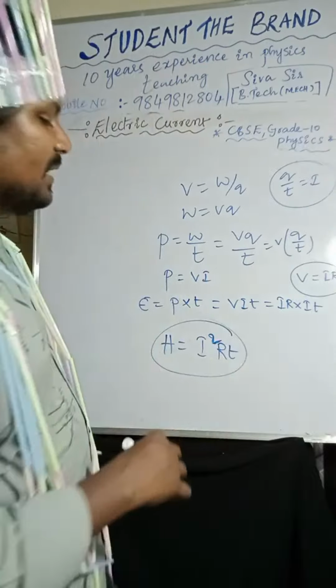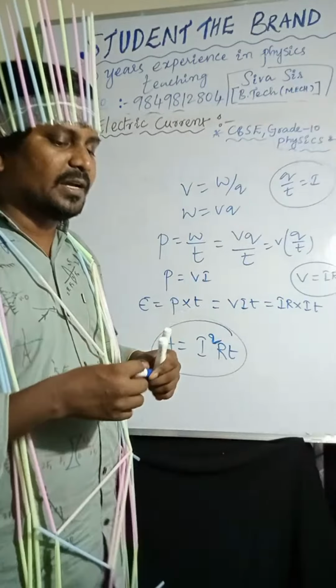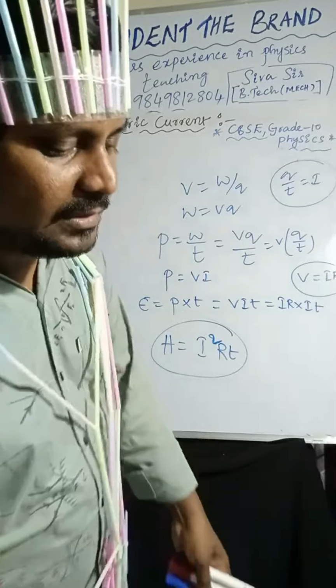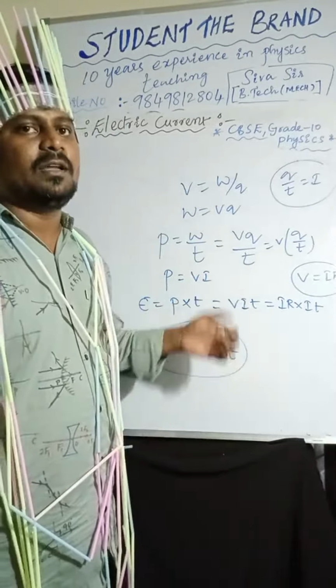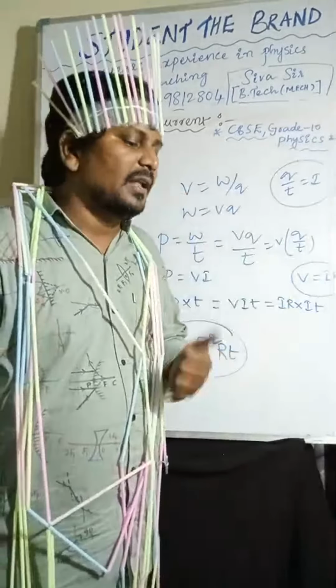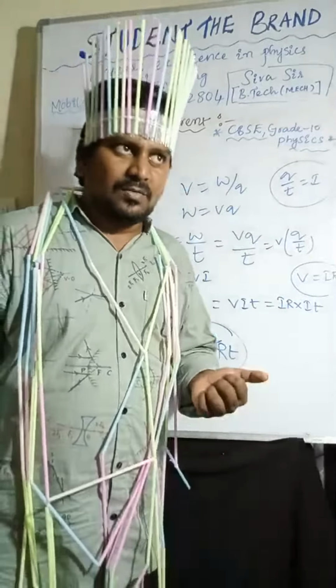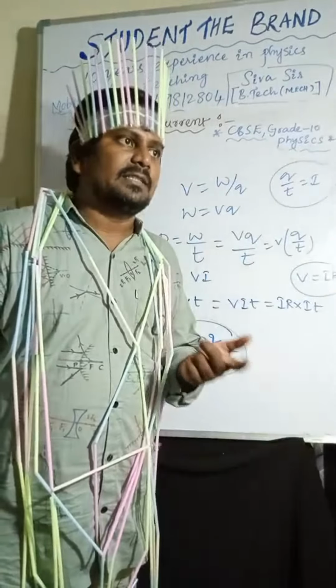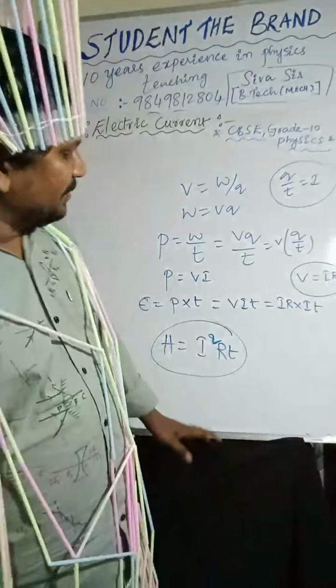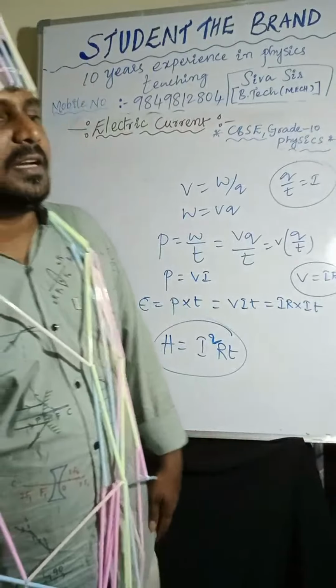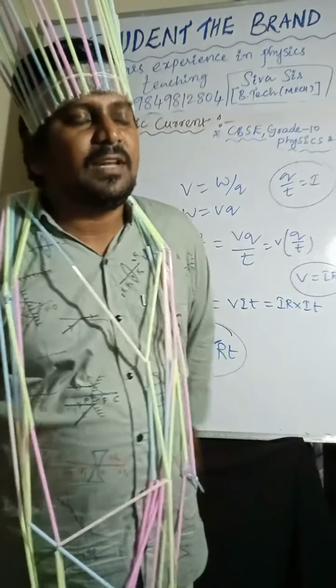Heat produced in the conductor is directly proportional to the square of current, directly proportional to resistance, and directly proportional to time. So this is about the heating effect of electric current. Applications of the heating effect of electric current are electrical cooker, electrical oven, room heaters, and so on.